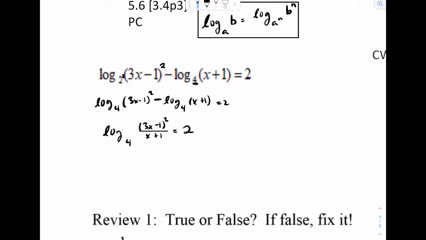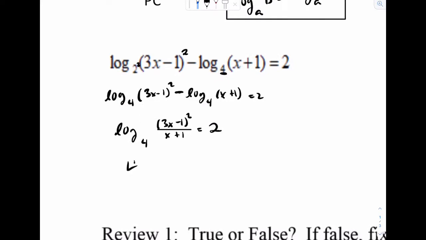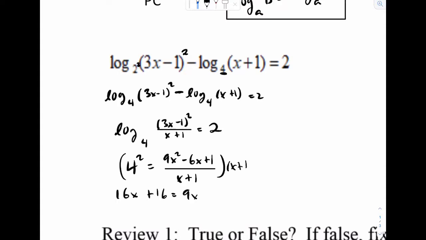And now I can put it into exponential form. So 4 squared is going to equal 9x squared minus 6x plus 1, and that's going to be divided by x plus 1. So let's multiply by x plus 1. So 16x plus 16 should equal 9x squared minus 6x plus 1. So 0 should equal 9x squared minus 22x minus 15.